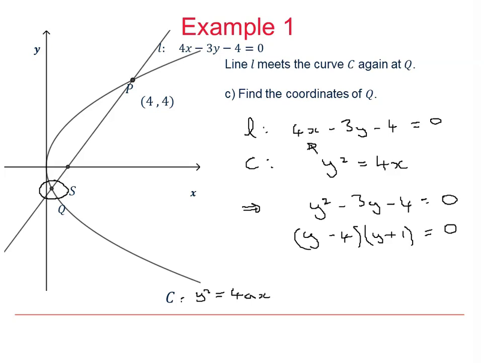of y. One of them is y equals 4, but of course that's up here at P. So it's the other one that we want, which is y plus 1 equals 0, and therefore we can say that at Q, y is equal to negative 1. And once we've got y as negative 1, simple substitution tells us that x must be equal to 1/4, 0.25.